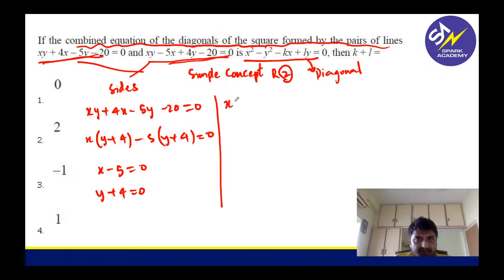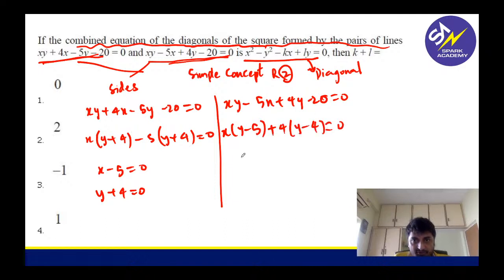Similarly split xy minus 5x plus 4y minus 20 equal to 0. Observe, x into (y minus 5) plus 4 into (y minus 5), or basically I will get x plus 4 equal to 0, y minus 5 equal to 0, right? So if you want to draw this, how will you draw it on a number line, guys?